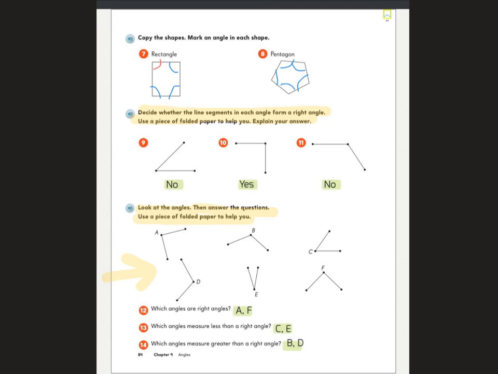Now that you've tried it on your own, check your answers. For number 12, angles A and F were right angles. For number 13, angles C and E were less than a right angle. And for number 14, angles B and D were bigger or greater than a right angle.